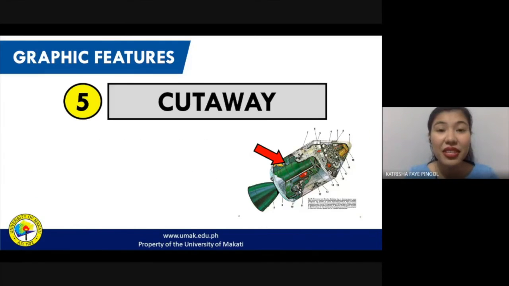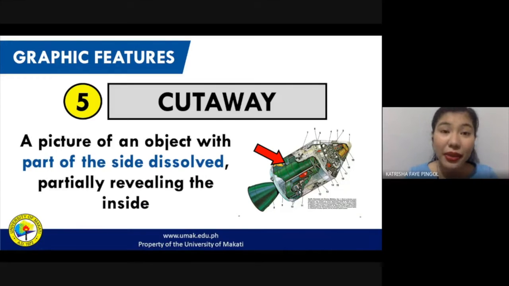Okay. Another one is a cutaway. A cutaway is basically a picture of an object with a part of its side dissolved, partially revealing the inside. In a cross section, you cut it in half and then you show it. In a cutaway, you really didn't cut it in half. You just tried to open a part of it or remove a part of it, most likely the one that is covering the inside, so that the inside part will be revealed. So take this one, for example, the picture that you can see on your screen right now. That is what we call a cutaway.